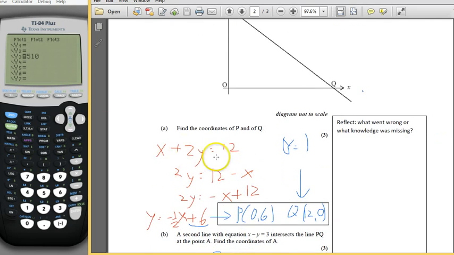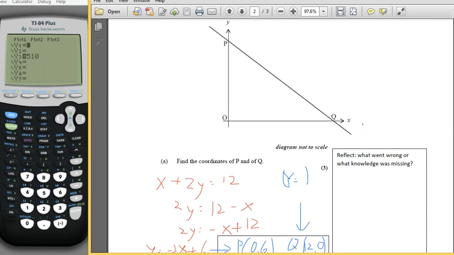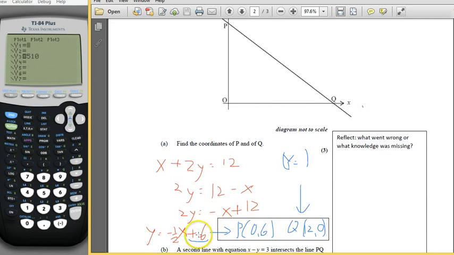So you put x plus 2y equals 12, 2y equals 12 minus x, and 2y equals negative x plus 12. You just rearrange these two. And then you divide everything by 2. y equals negative 1/2 x plus 6. Okay? So looking at this, you can already see from what we know about gradient intercept form that the point P, which they're asking for, the coordinates of point P, are going to be 0, 6. The y-intercept is 6. So we would put the point P as P, 0, 6.